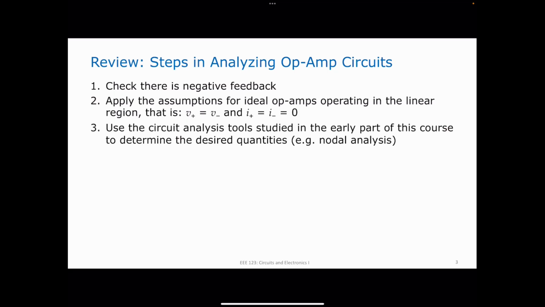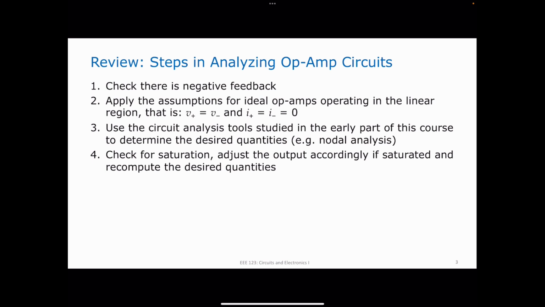And then we use the circuit analysis tools we are already familiar with to determine the desired quantity. Typically, what we want to determine is the output of the op-amp. And I always tell this to students, when you don't know what tool to use, you always go back to nodal analysis.